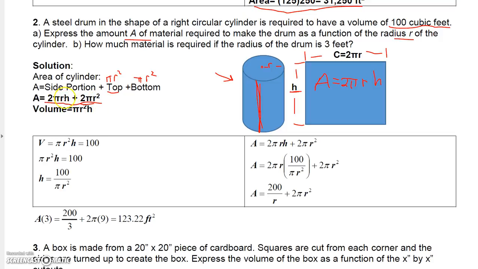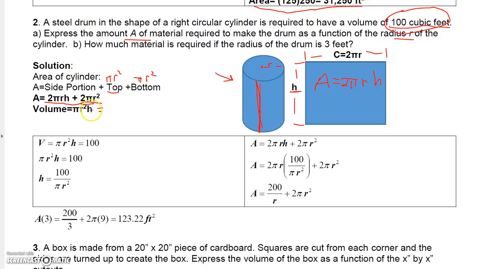Now, the problem that I'm going to run into is I've got too many variables here. In this function, I have 2 independent variables, radius and height. I need to figure a way to eliminate one of those. And that's where this information here comes in. It gives me the volume. Now the volume of a circular cylinder, you can look that up, and that's pi r squared h.